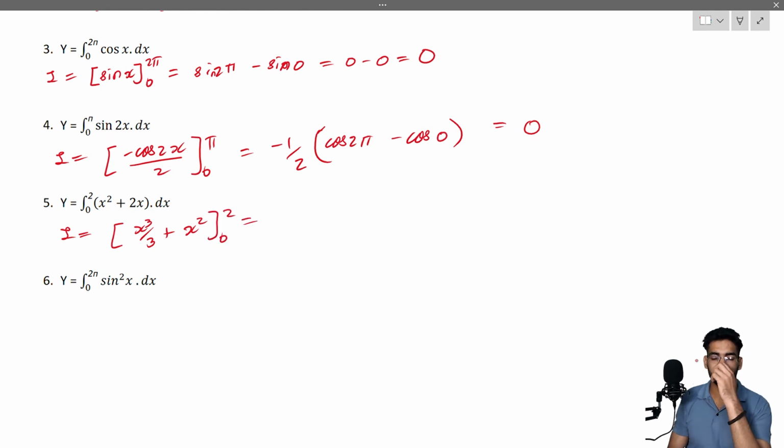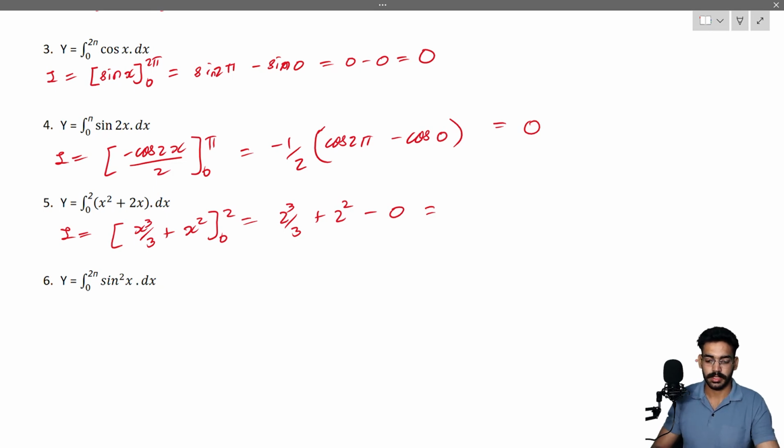So first you will put 2 and then you put 0. So if you put 0, it is 0. So that is 2 cube by 3 plus 2 square minus 0. Everything is 0. So 8 by 3 plus 4. You can do that, that is 20 by 3. This is your answer.